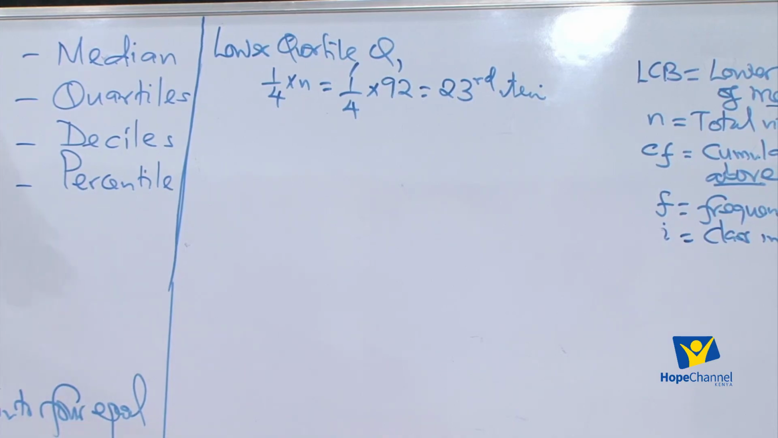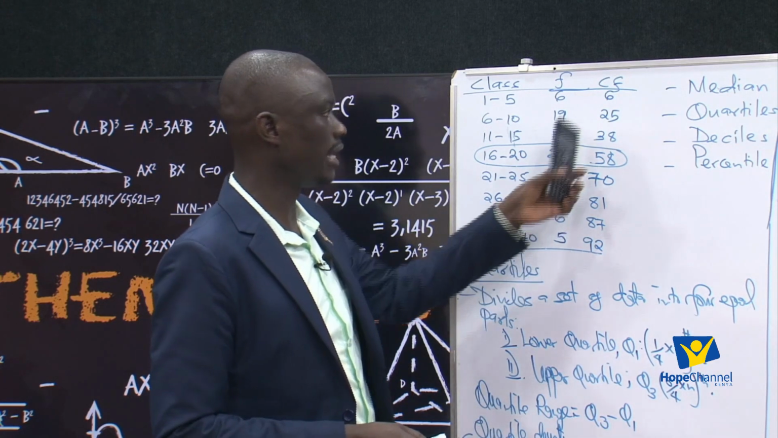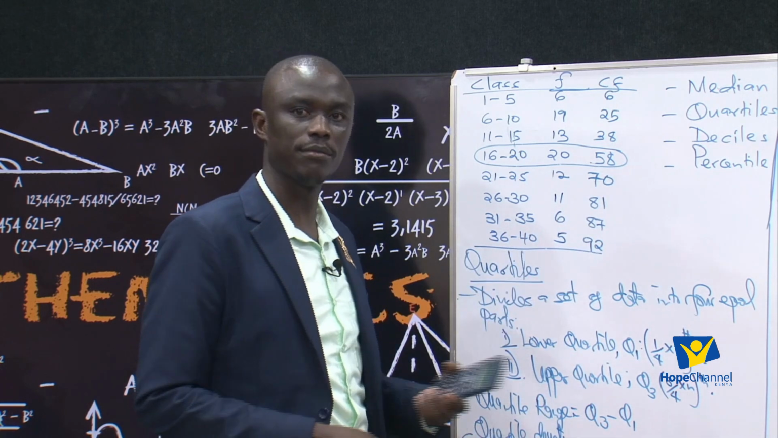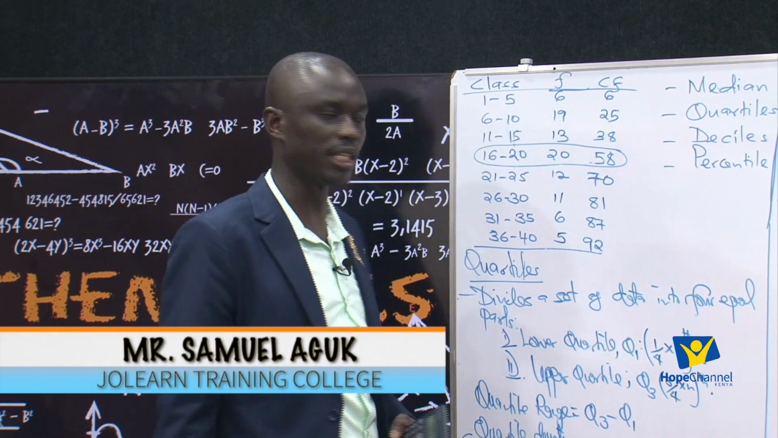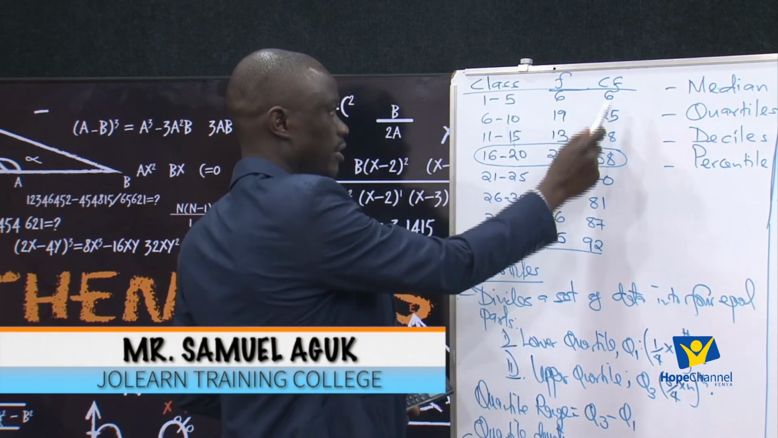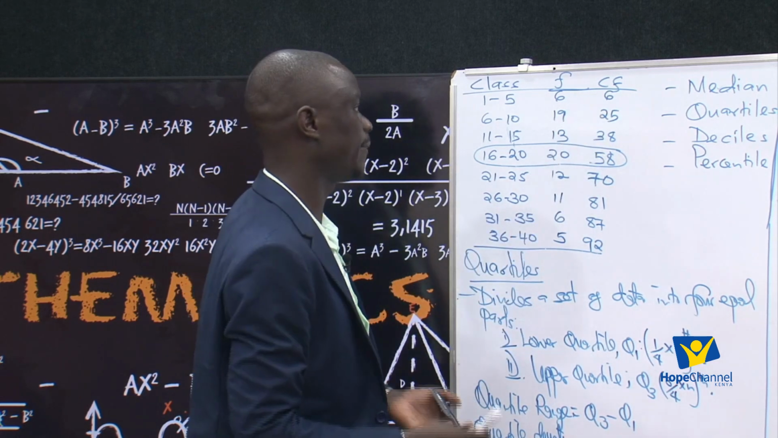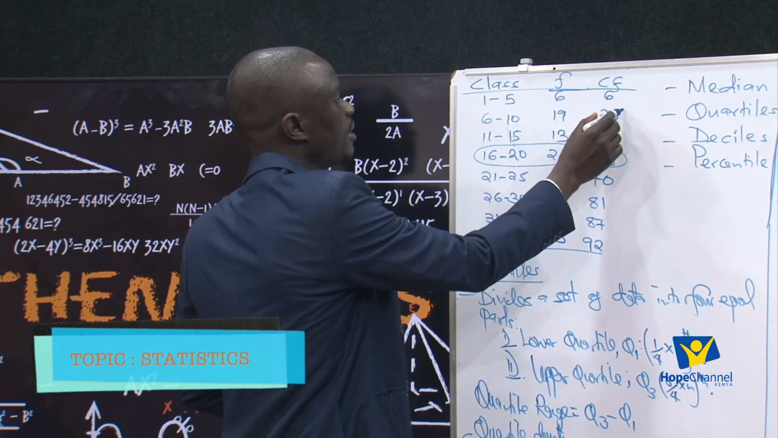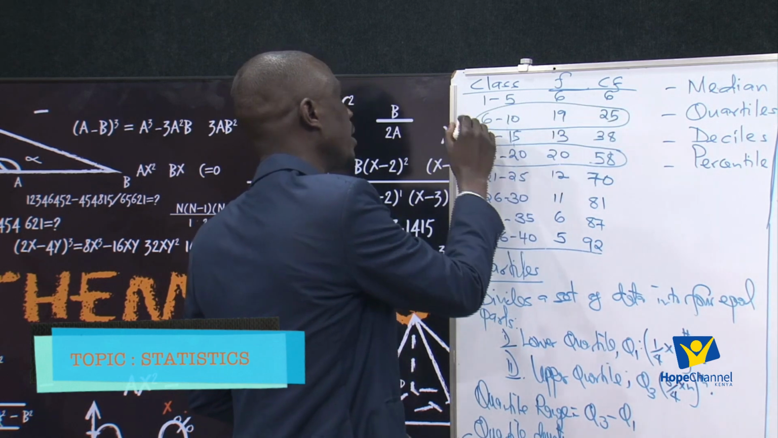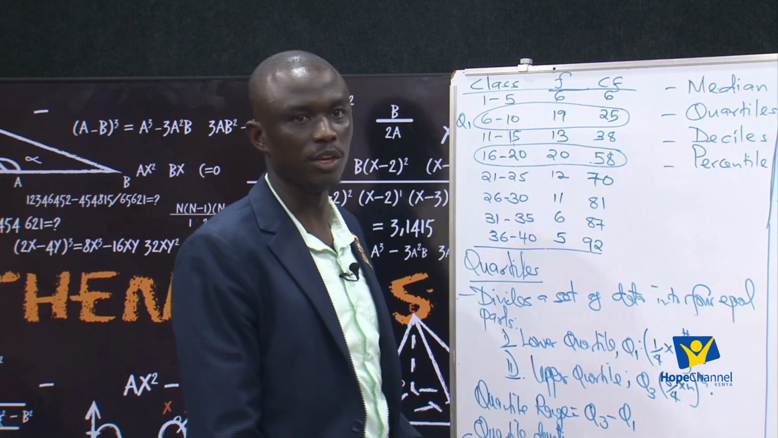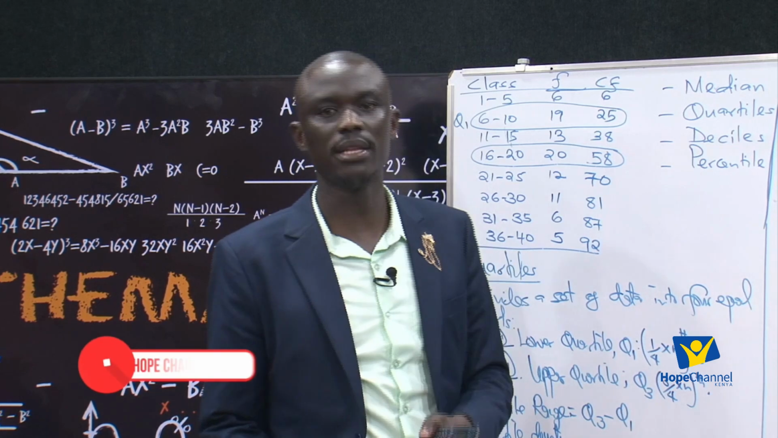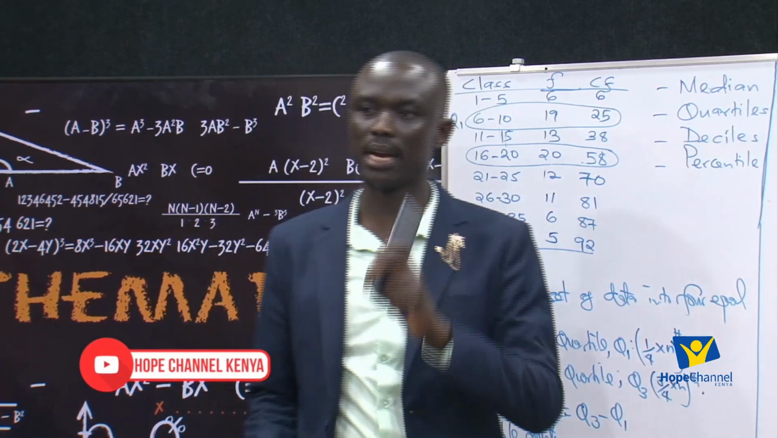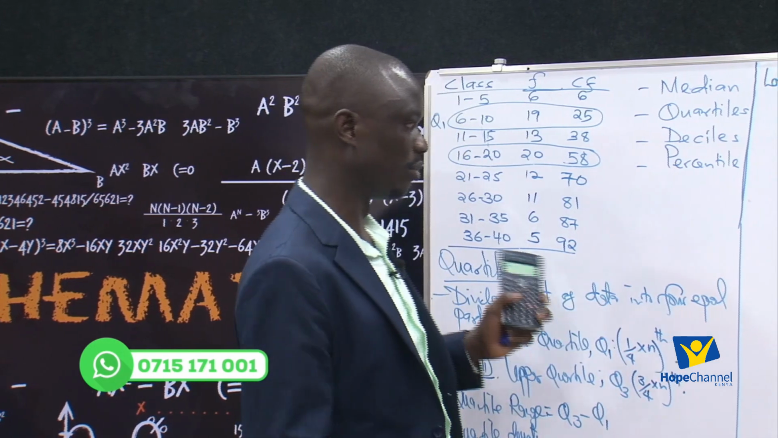So we will ask ourselves, the same way we did with the median, where is 23 falling? Remember in that case we were asking where is 46, but now it is 23. So 23 is going to fall here where we have 25, because it is above 6. So this one will be my Q1 class. We need to get that class first, the same thing we do with the median. Once we have the class, we are good to go, because we will be working with the same formula.